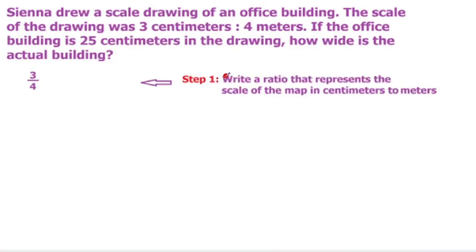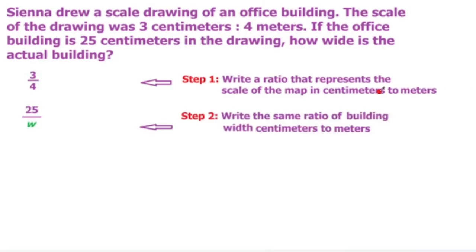So the first step is to write a ratio that represents the scale of the map in centimeters to meters. And we know what that is. It's right here. It says the scale is 3 centimeters to 4 meters. So we write it like this as a ratio, 3 to 4, or 3 over 4. We do the same thing for the actual building. So we write the same ratio of building width, centimeters to meters. So it's 25 centimeters, and the actual width is the number we're trying to find. We are trying to find the real unknown width.